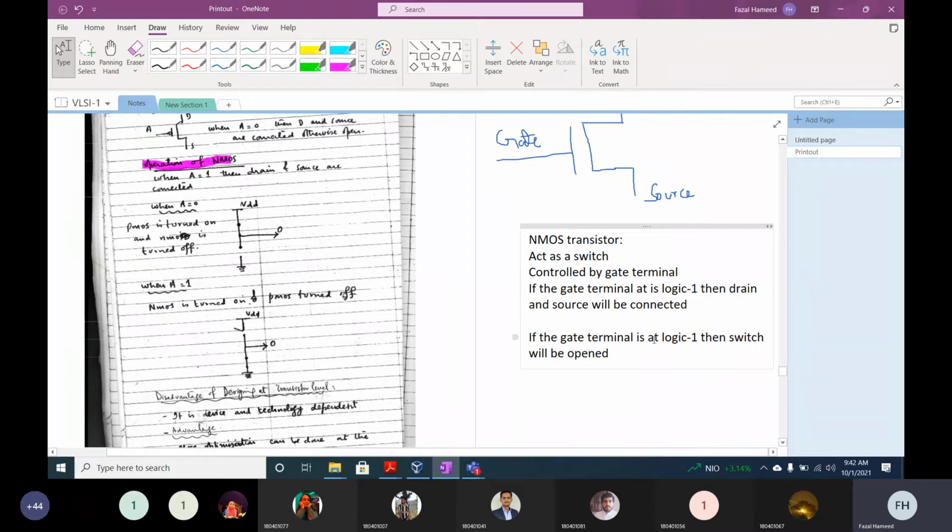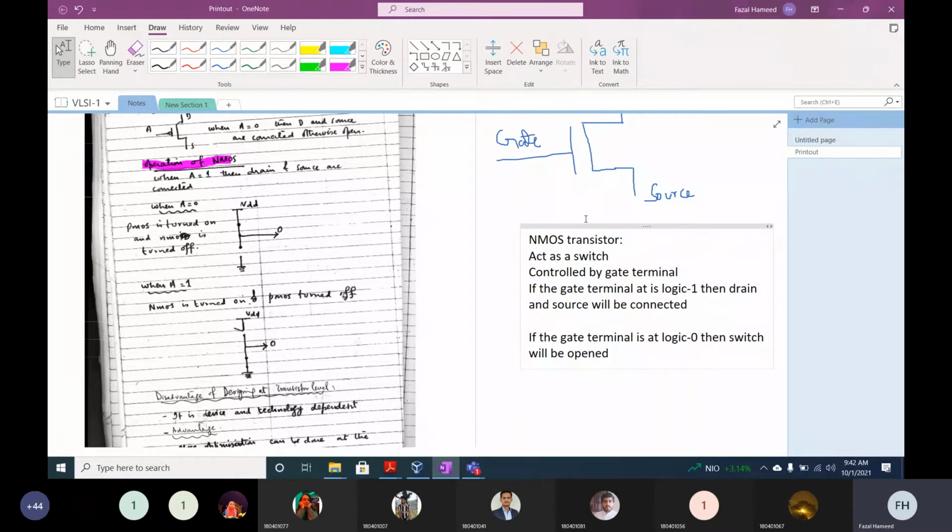So it is active. It operates on active high logic. And if the gate terminal is at logic 0, then the switch will be open. So this is the difference between the PMOS and the NMOS transistor.